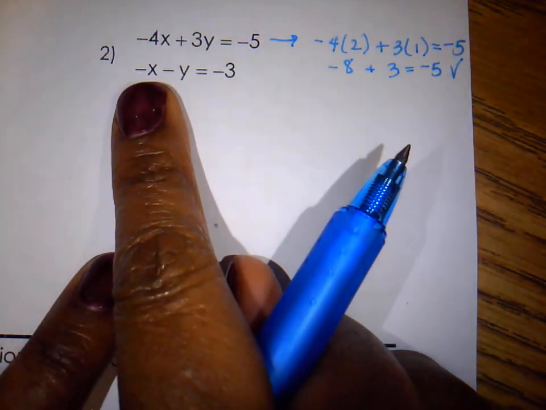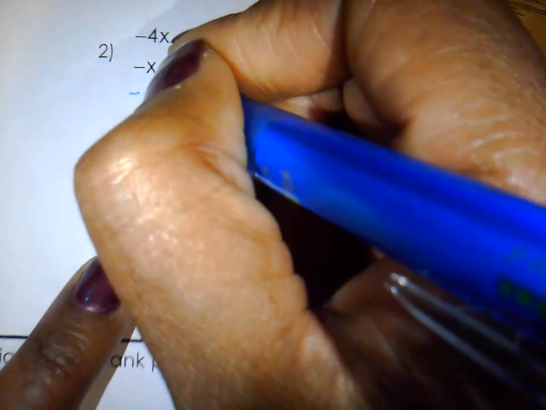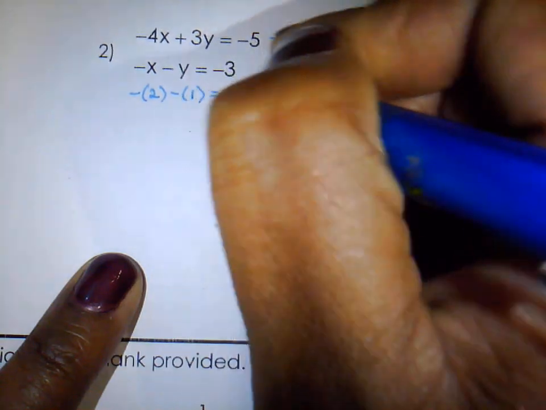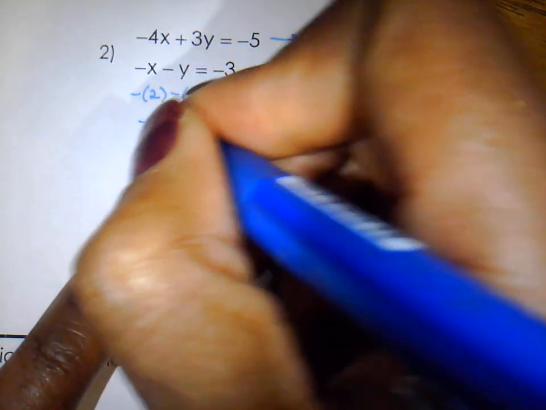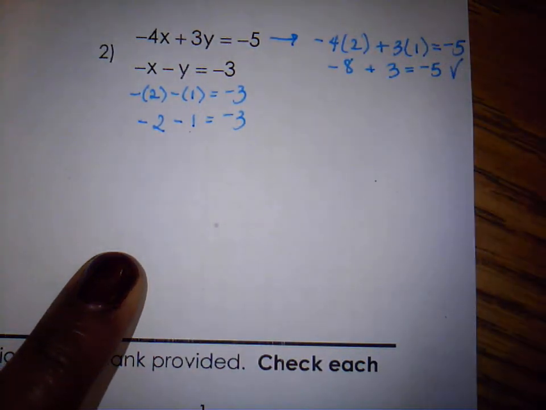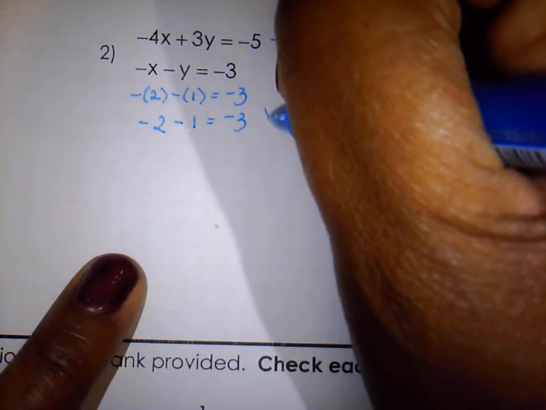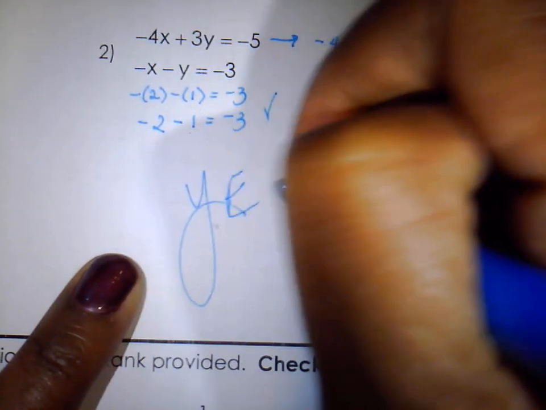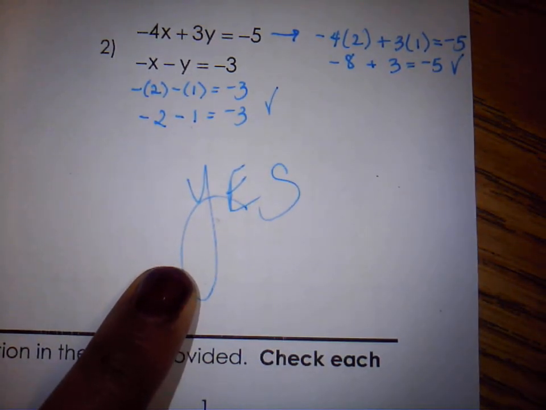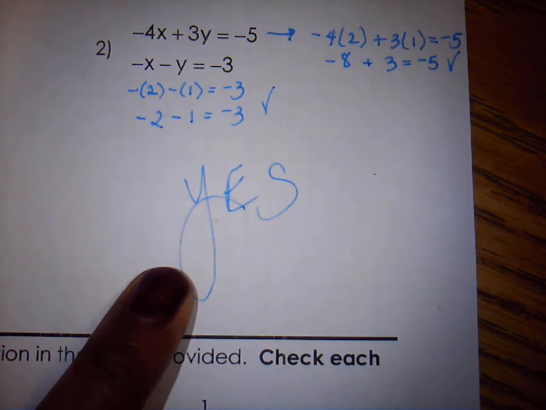Okay. Now I'm going to come here and repeat the process. Everywhere I see an x, I'm plugging in a 2. Everywhere I see a y, I'm plugging in a 1. Is negative 2 minus 1 equal to negative 3? Is that a true statement? It is. So yes, (2, 1) is a solution for this system because it fits both equations. Do y'all understand how to handle a problem like this now? Okay. Any questions or concerns? All right, young people.